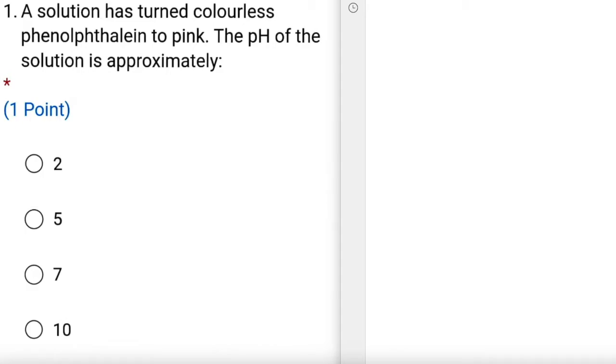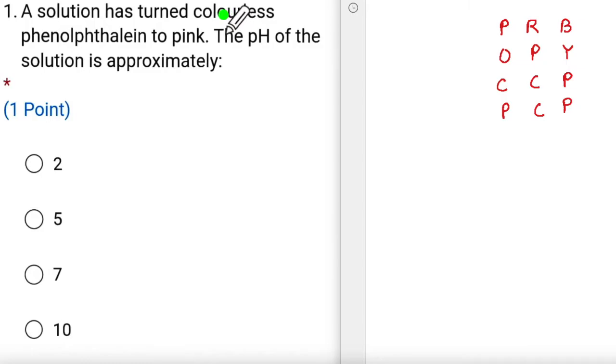Now, in order to know whether it is alkaline or acidic, we need to know all the indicators which change the color. So we have neutral litmus, which goes purple to red to blue. Methyl orange goes from orange to pink to yellow. Phenolphthalein goes colorless to pink, and in alkaline it becomes pink.